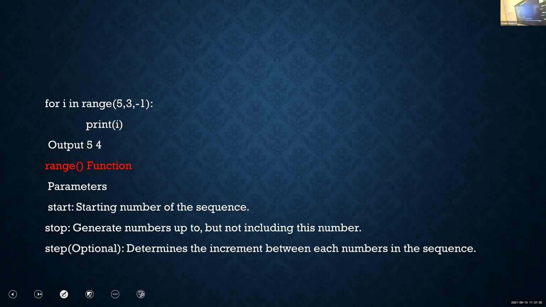Write this statement. For I, the second variation based on for. For I in range 5, 3, minus 1, colon. Then print I. For I in range 5, 3, minus 1, colon, print I.